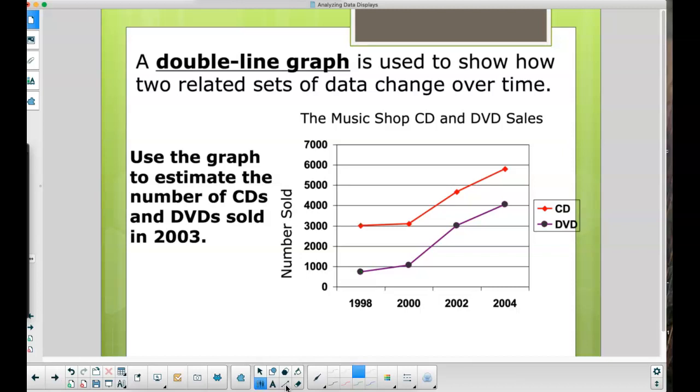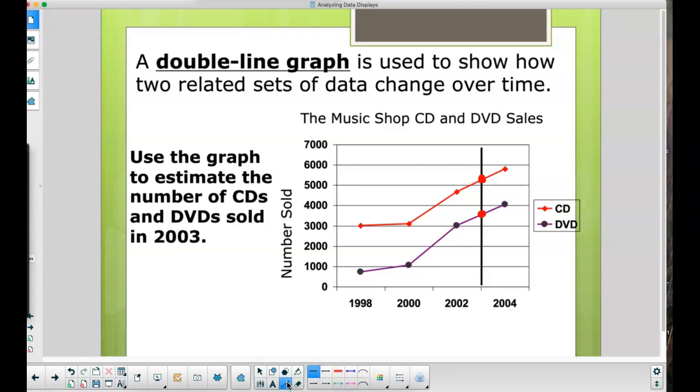Right. So I'm going to draw a line right here, going straight up. That line would represent the year 2003. Everybody agree with that? Okay. So now if I want to know how many CDs and DVDs were sold in 2003, I need to figure out how much is that and how much is that and put them together. So how many DVDs do you think were sold in 2003? About, because we don't need to be exact, approximately.